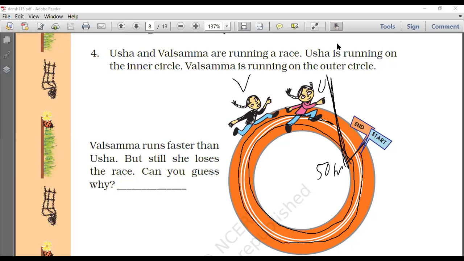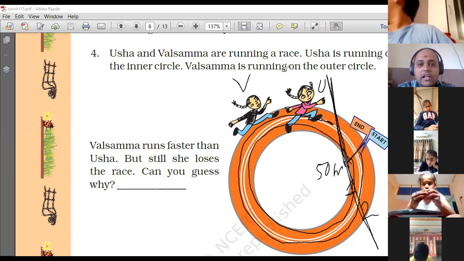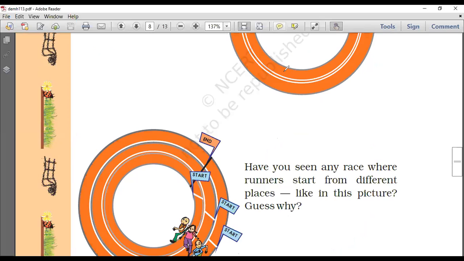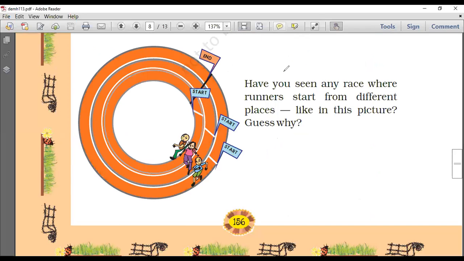But then it will become very difficult to make sure who is coming first and who is coming last, right? In that case, they should start a different way. They can start from this point, where the person running on the inner side is here and the person running on the outer side is here. I'll show you. It's on the next page. Let's go to the next page of the textbook. So here, see, they all have different starting points.